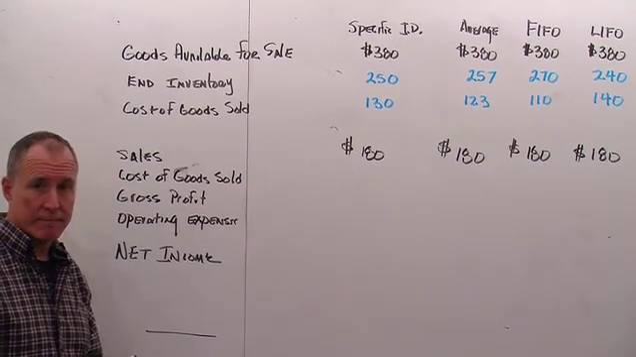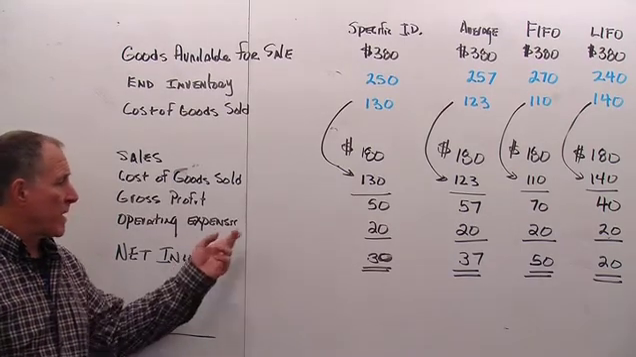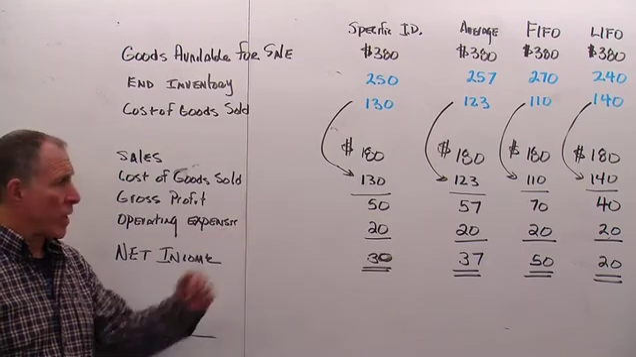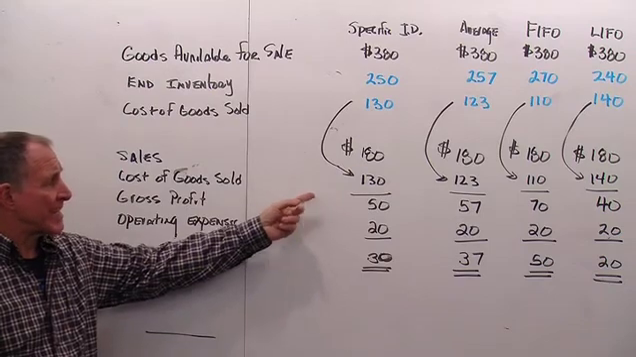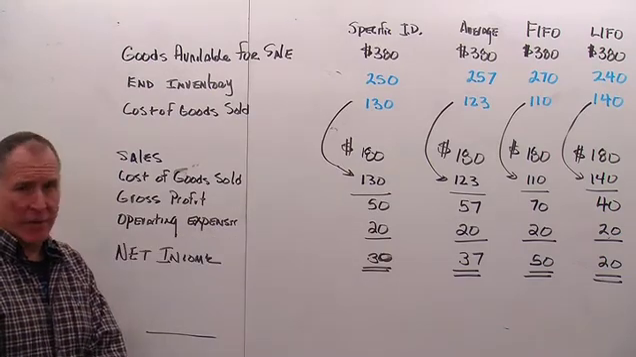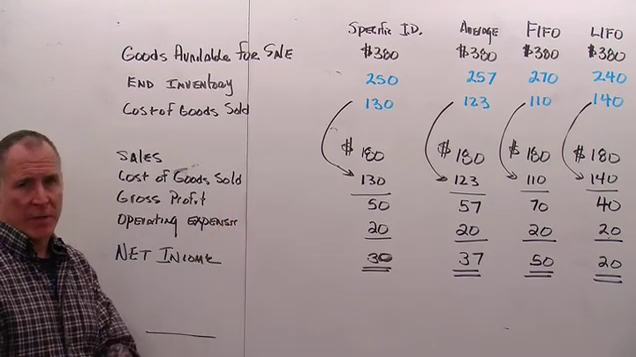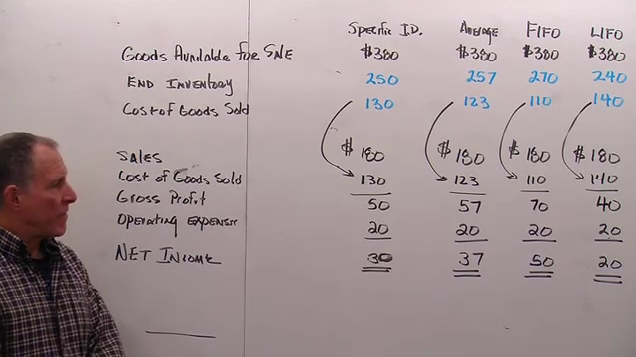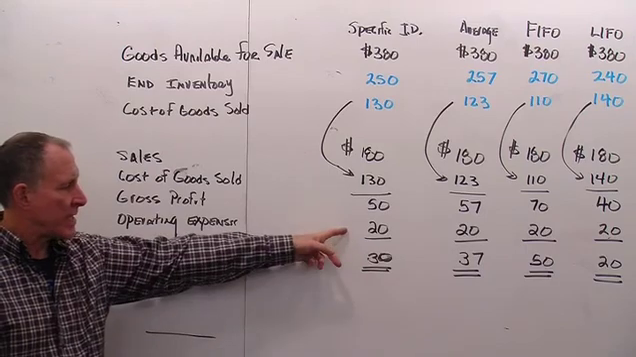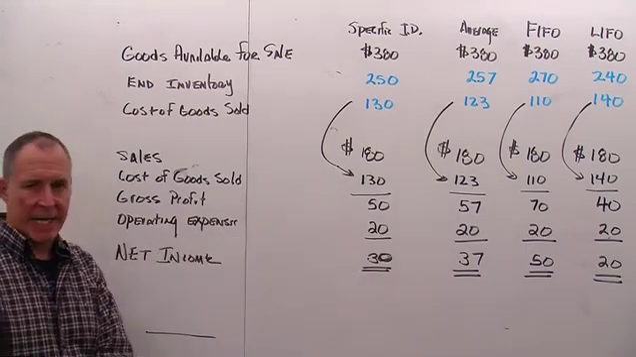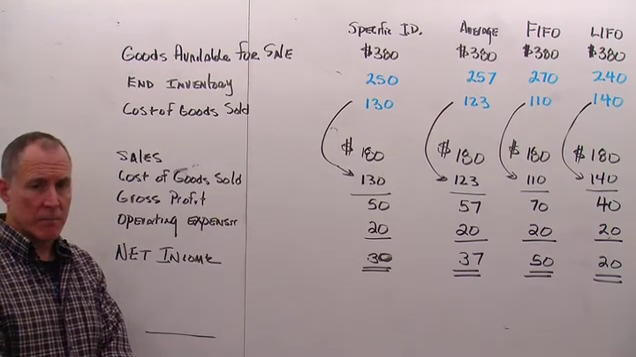Okay, I've now filled in the bottom part of our schedule, and I have assumed that my operating expenses are a total of $20. You'll notice that the only thing I've really done is I've brought the cost of goods sold down, and you can actually see an arrow. So the 130 under specific ID just comes down and fills in cost of goods here. I deduct the 130 from my total sales, that gives me 50. I deduct out the 20 from my operating expenses, that gives me net income of 30. I have done that with each of these columns.